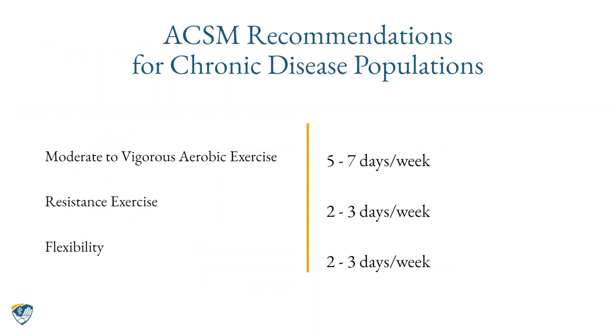So what are the recommendations for exercise for patients with cardiovascular disease? The American College of Sports Medicine is well known throughout the health and wellness industry as the quote-unquote gold standard when it comes to exercise recommendations. As of 2017, ACSM has recommended 90 to 150 minutes per week of moderate to vigorous intensity aerobic and resistance exercise training for chronic disease populations. This includes cardiovascular disease patients.